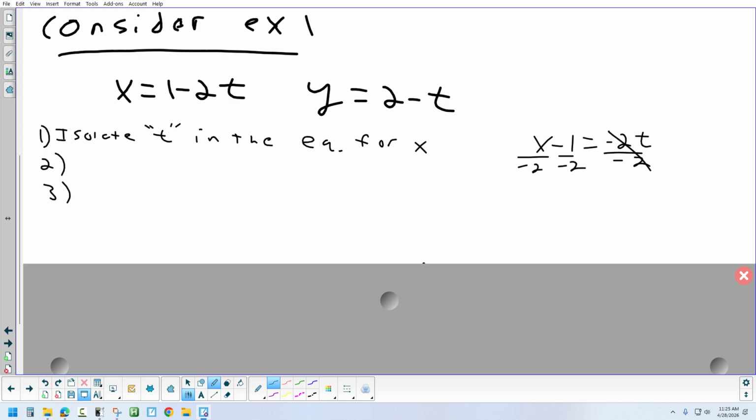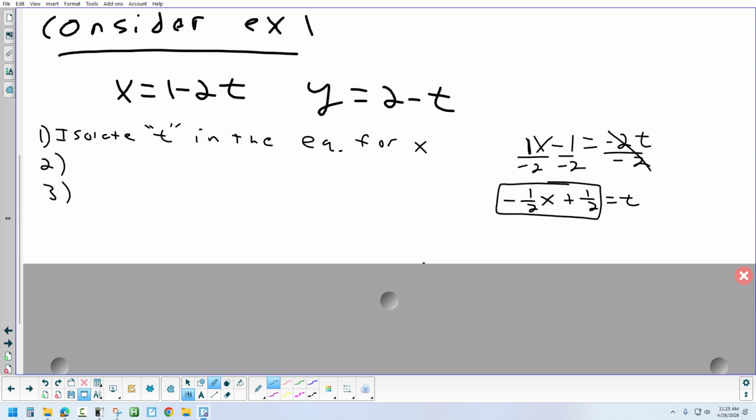x divided by -2, we can just think of that as this. Pretend like there's a 1 in front of the x right there. So that's really -1/2 x. And -1 divided by -2, what does that come out to? Plus 1/2. And there you go. So that's your formula for t.